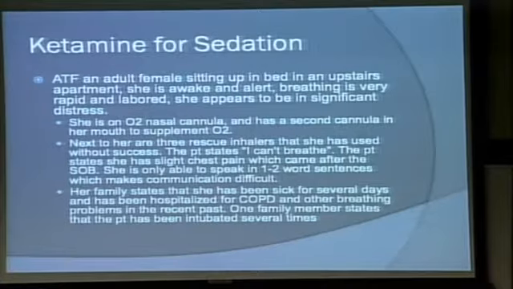Next to her are 3 rescue inhalers that she has used without success. The patient states, I can't breathe. The patient states she also has slight chest pain, which came after the shortness of breath. She's only able to speak in 1 to 2 word sentences, which makes communication difficult. Her family states she's been sick for several days. She's been hospitalized in the past for COPD and other breathing problems. One family member states the patient has been intubated several times.